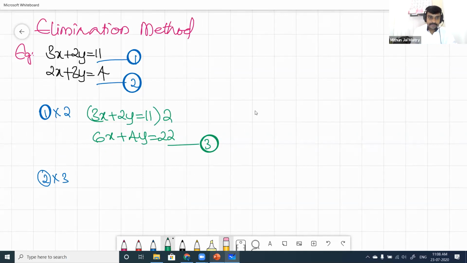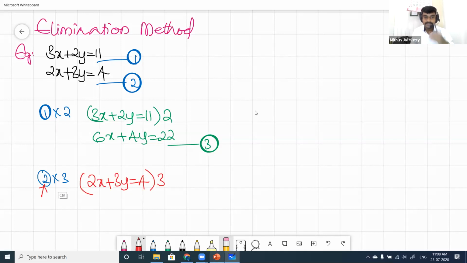Now, the second equation. What is the second equation? The second equation is 2x plus 3y is equal to 4, and this has to be multiplied into 3. So Manpreet, don't get confused. The circle means it is an equation, and without a circle it is a number. So equation 2 is multiplied with number 3. So we will get 2 3s are 6x plus 3 3s are 9y is equal to 4 3s are 12. Let me take this as equation number 4. So equation 1 became equation 3, and equation 2 became equation 4.